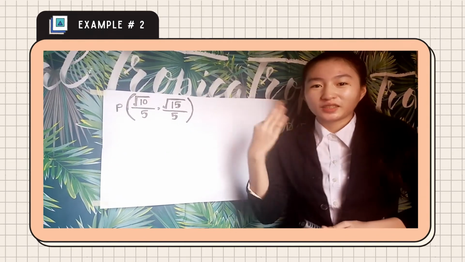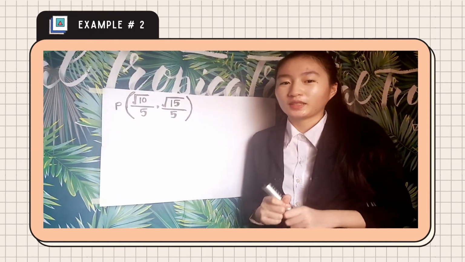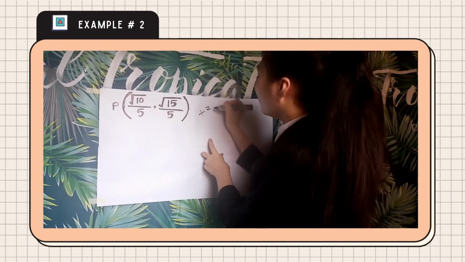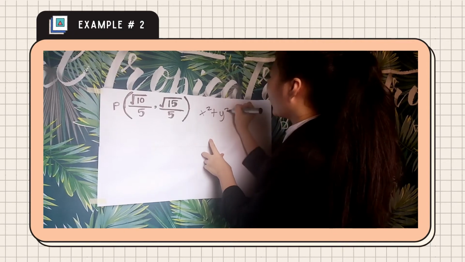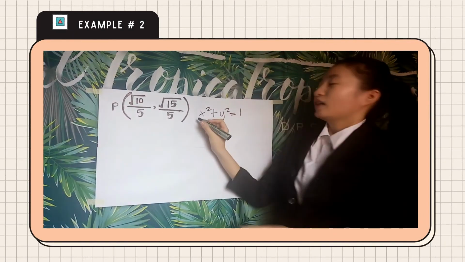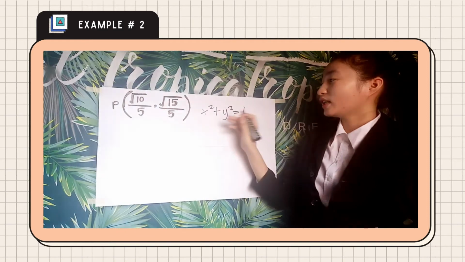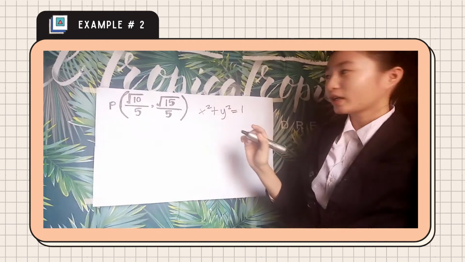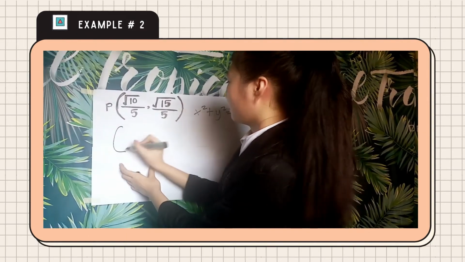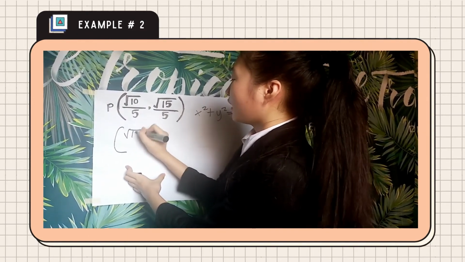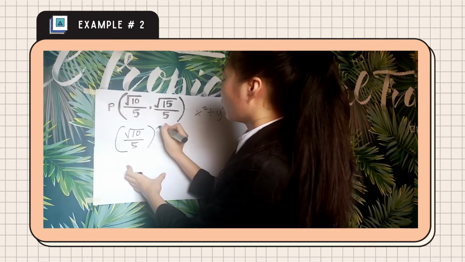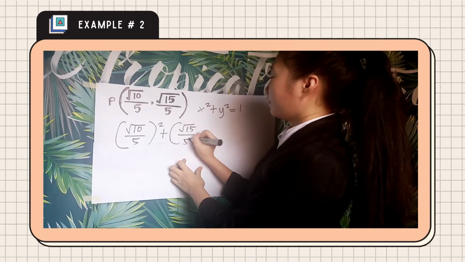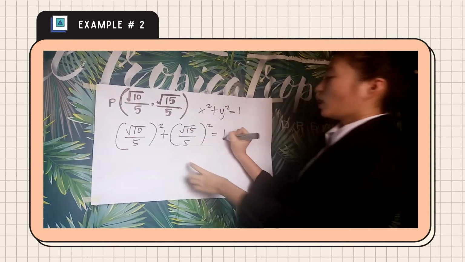So we only need 3 steps. First, the unit circle is x squared plus y squared equals 1. So we need to substitute using these coordinates. So it will become (square root of 10 over 5) squared plus (square root of 15 over 5) squared equals 1.